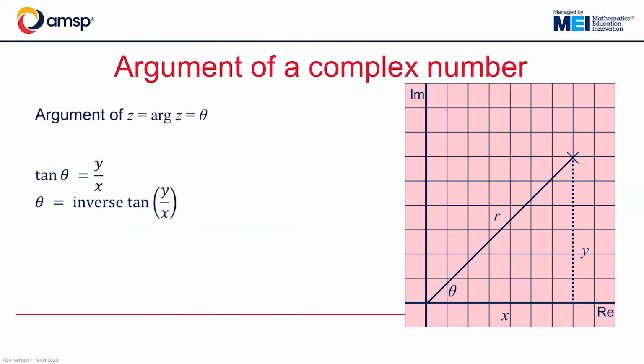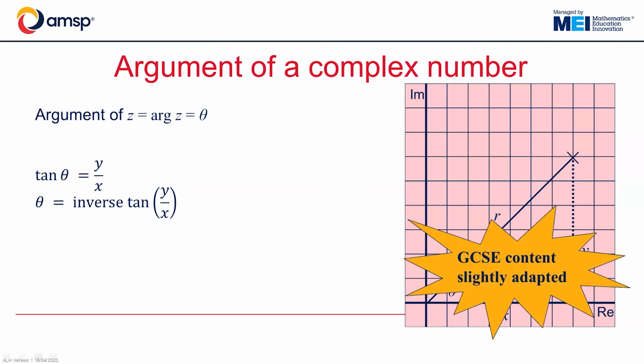Calculating the argument is straightforward trigonometry. If they've met the inverse trig functions formally, then use arctan here. If not, have a think about whether introducing the correct language here will save time in the long run, or whether it's better to keep it simple. Again, this is just GCSE content in a new context.